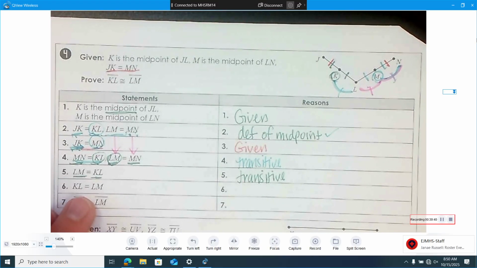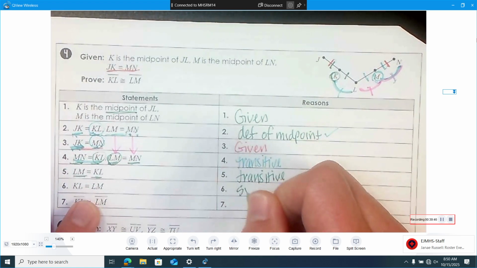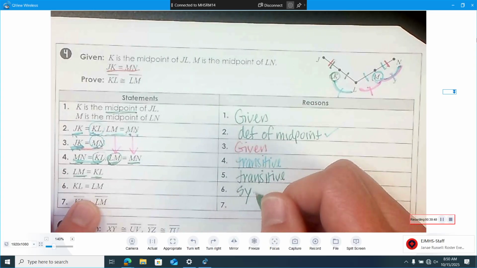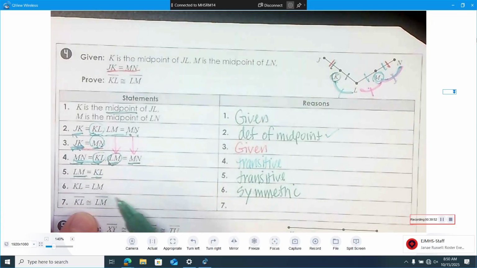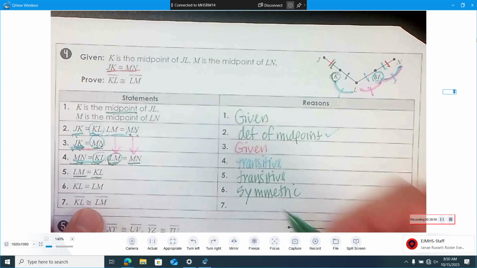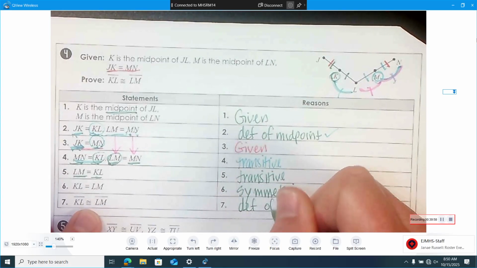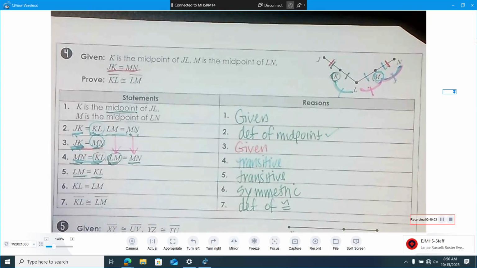And then the last step, let's see. Oh, what allows us to go from 5 to 6? What changed here? Yeah, symmetric. We just spinned it around. The symmetric property. And then what changed from 6 to 7? Yeah. Definition of congruence. We went from equals to congruent pieces. All right, a little bit crazy.